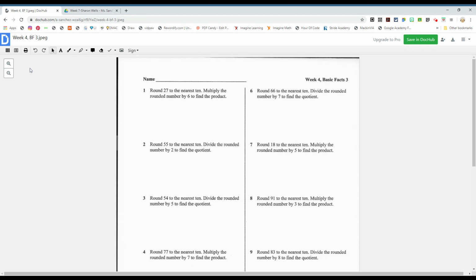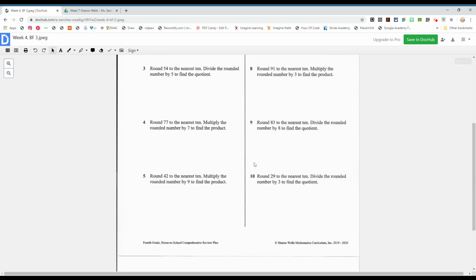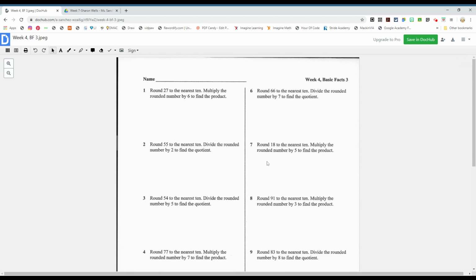Okay, boys and girls, we're going to be rounding and finding products and quotients. And this is why I keep reminding you about the vocabulary words. You need to know what these words mean. I'm going to do a few with you, and then I'm going to let you loose. Number 1: round 27 to the nearest 10, and then multiply the rounded number by 6 to find the product. Let's get to it.